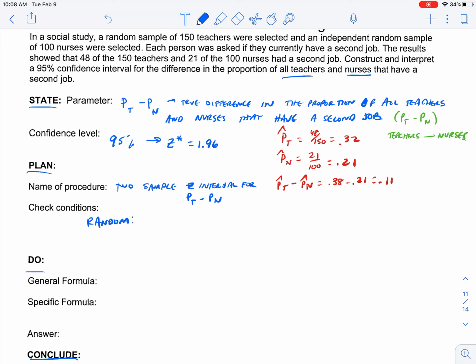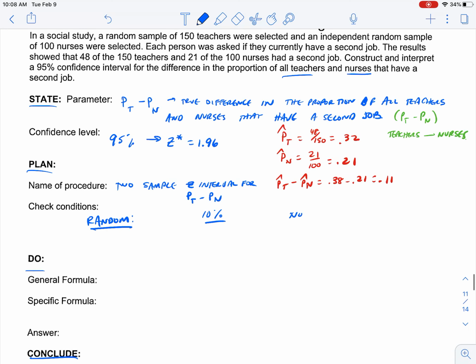And when we check our conditions, we want to check 3 things. Is it random? And since we're dealing with 2 samples, we need to check both of them. And our 10% condition. And since it's 2 samples, we need to check both of them. And we want to check if it's normal by using large counts. And because it's 2 samples, we need to check both of them. So we're going to be doing a lot of checking here, and this is going to be a common theme when we're doing these tests, and we're going to have to do a lot of work before we can actually do the math.